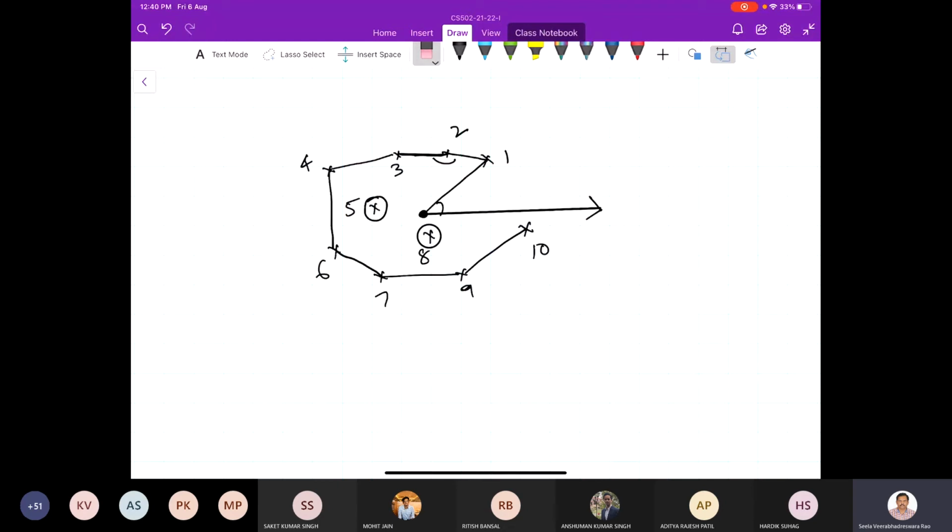Whenever you make a left turn, you are moving forward. Whenever you are making a right turn, you are removing the middle point and we are moving one step backward and proceeding. So like this, we do it. Okay, finally, what ends up is the convex hull. This 1, 2, 3, 4, 6, 7, 9, 10 is the part of the convex hull. Okay, this is what is proposed by Graham.